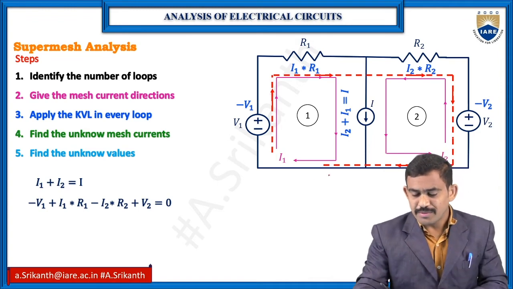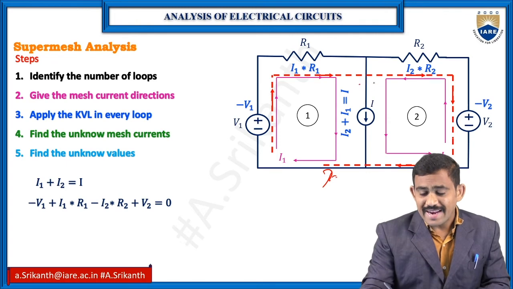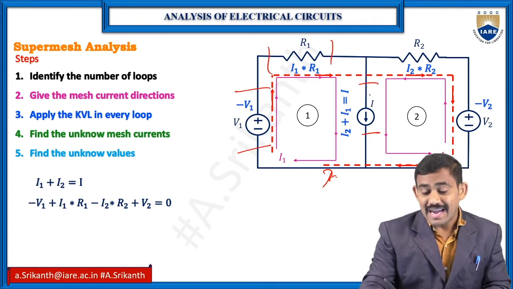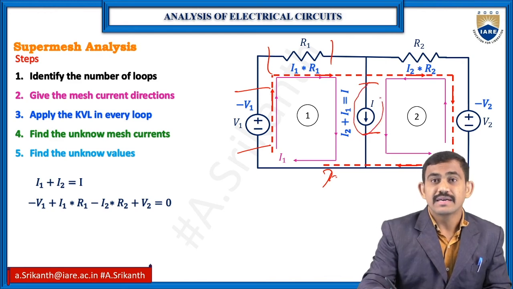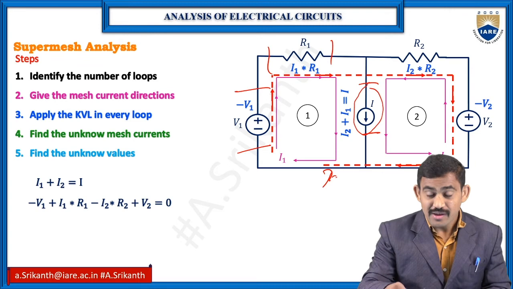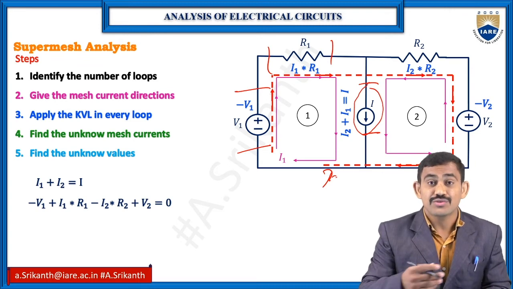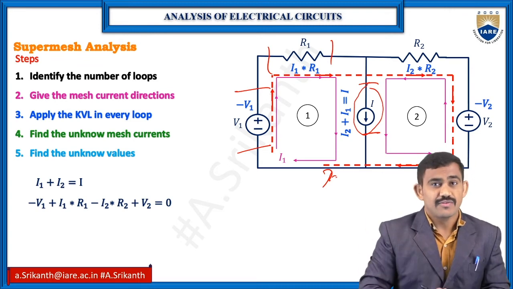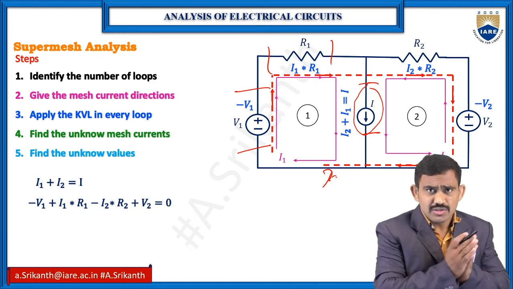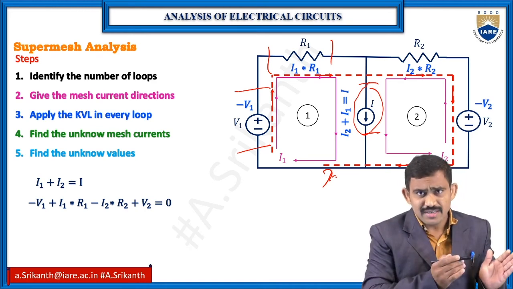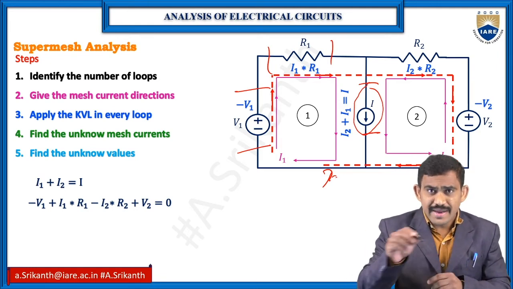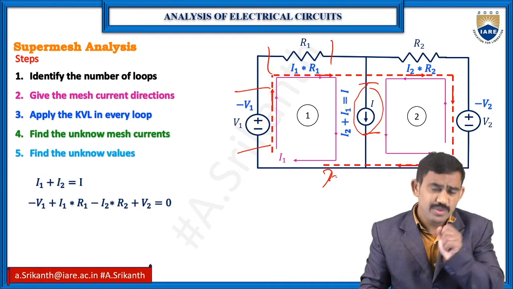But if you observe the circuit here, for this ideal current source, I can find the voltage drop here, but I can't get the voltage drop here. So for this ideal current source, we need to go for the super loop equation. For the super loop, I need to remove the current source, combine the two loops into one loop, and get the loop equation.